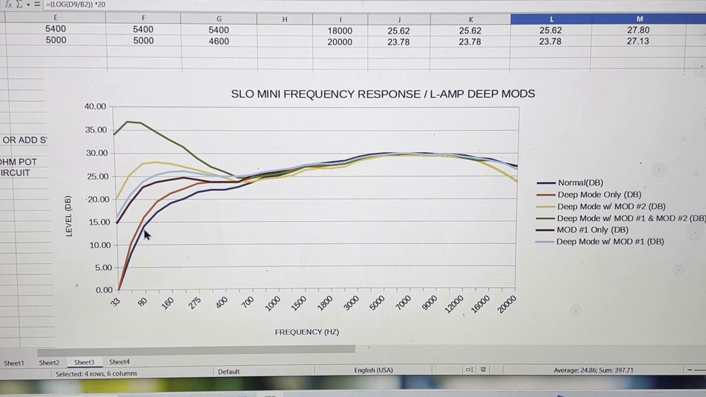Now, these two curves are the SLO Mini unmodified. And you can see here that it actually starts rolling off way up here. But then everything kind of intersects, and the deep mods are all in this area here from about 700 hertz down to 33. And the difference between the blue and the red is this is the normal mode and this is the deep mode. As you can see, you get about a 3 dB boost using the deep mode.